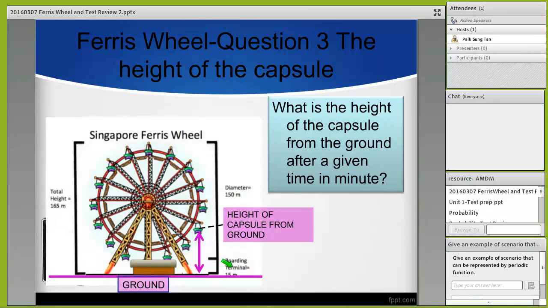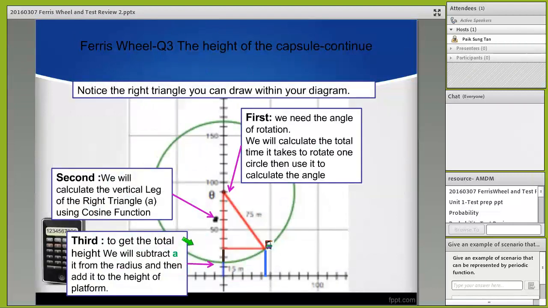So let's look at the picture. What is the height of the capsule from the ground after a given minute? This further illustrates what we're talking about. Here's the ground, and this is the height of the capsule from the ground, and we want to look for this. Alright, so here's our strategy. Notice the right triangle you can draw within your diagram.